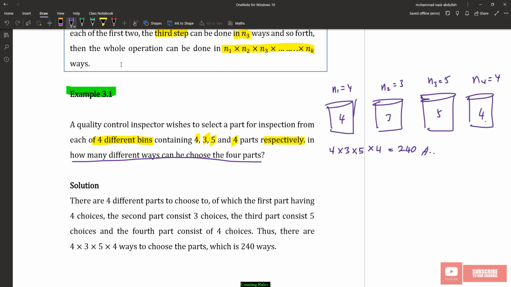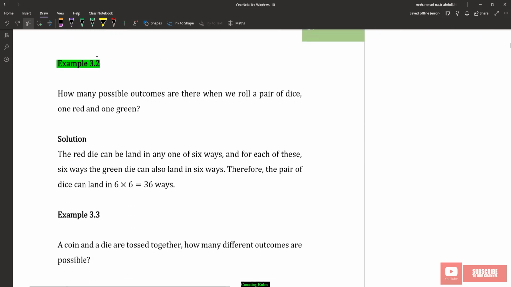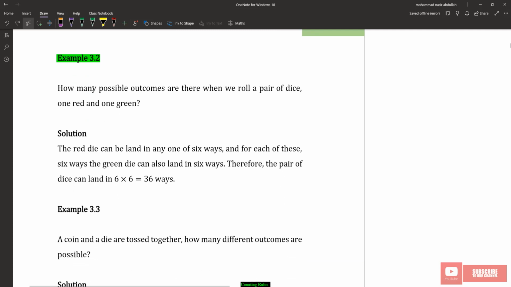Very simple question, right? Let's look at example number 2. How many possible outcomes are there when we roll a pair of dice, one red and one green? One red and one green, it doesn't matter. So in the red die we have n1.